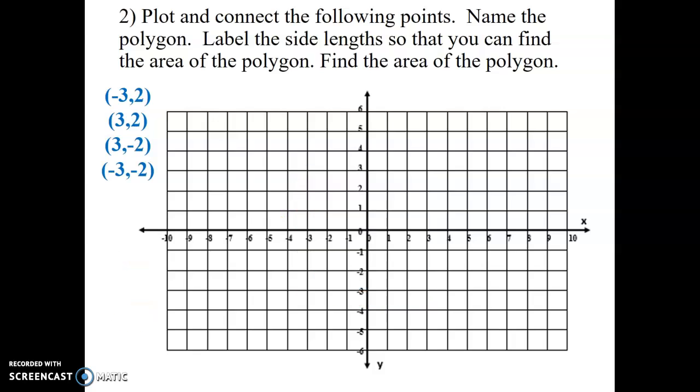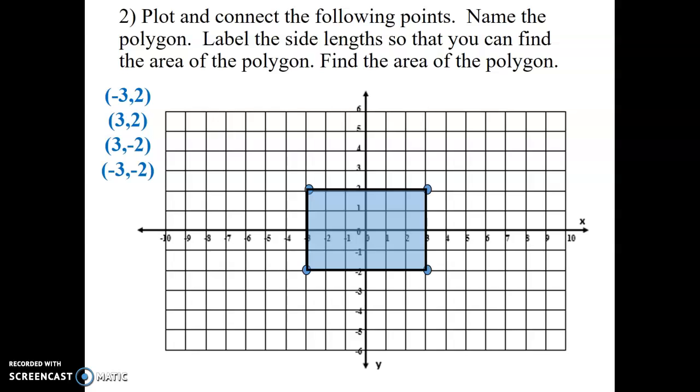Let's try another one. If I were to plot these 4 points, I'm going to first draw a coordinate plane, plot them on my coordinate plane, connect the points, and I'm going to see I've got a parallelogram, but it's a special kind of parallelogram. It's a rectangle because it has 4 right angles, but not all sides are equal, so it's not a square. Because when I find the sides, the width is 6 units and the height is 4 units. So when I go to find the area, I'm going to multiply 4 times 6. I get 24 square units for this rectangle.